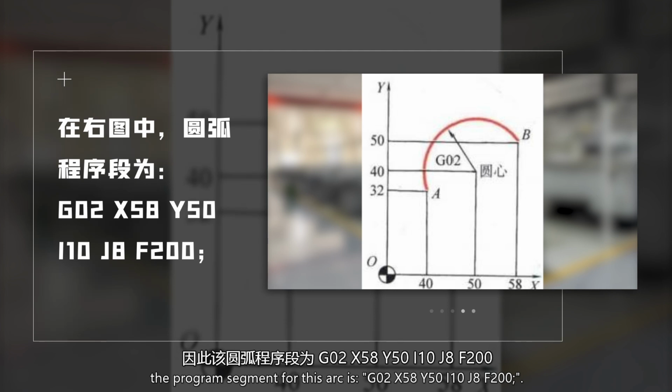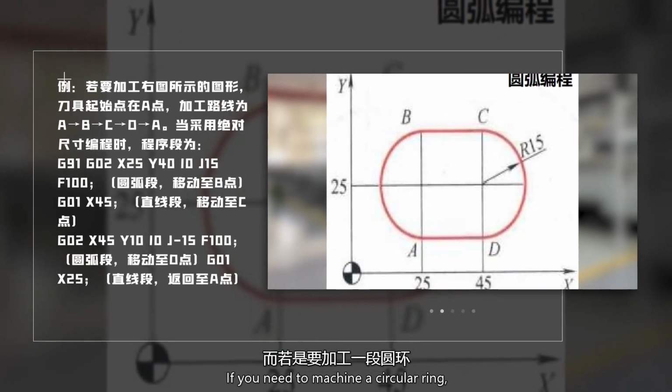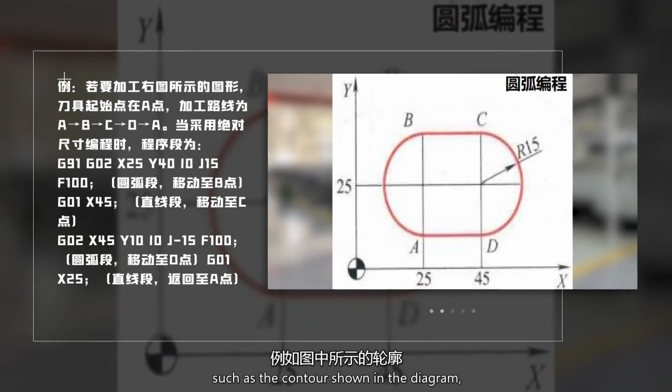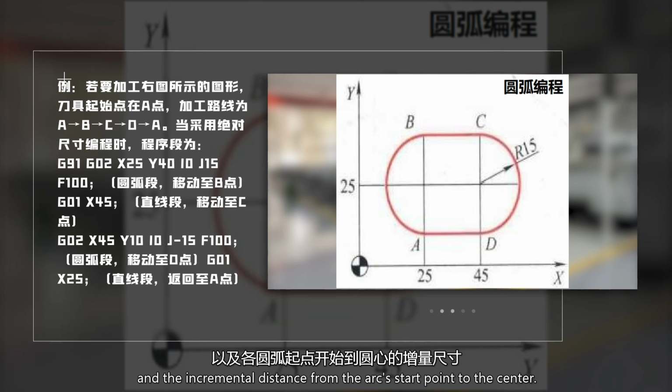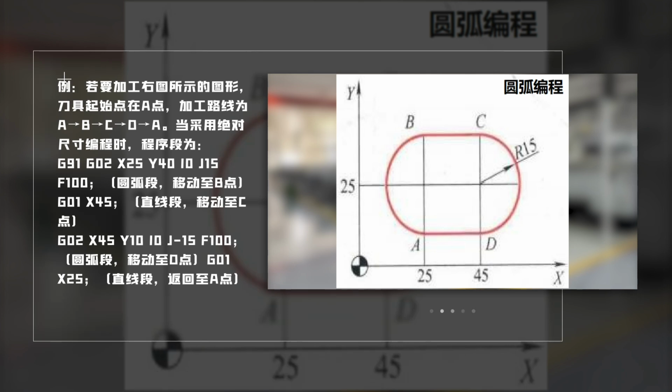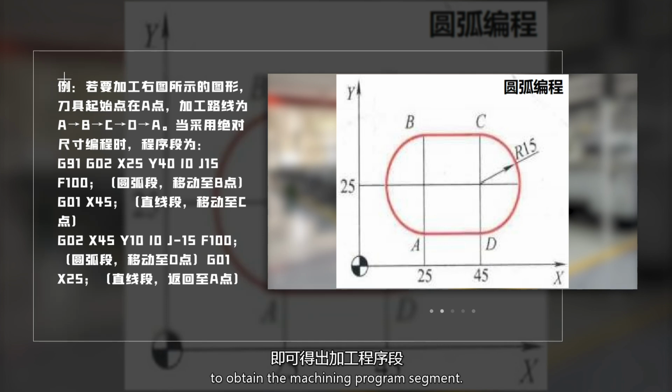8 F200. If you need to machine a circular ring, such as the contour shown in the diagram, where the tool starts at point A, and the machining path is A to B to C to D to A, you need to determine the coordinates of each part and the incremental distance from the arc's start point to the center. Then, enter these values into a command format in sequence to obtain the machining program segment.